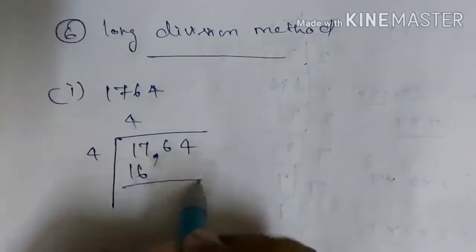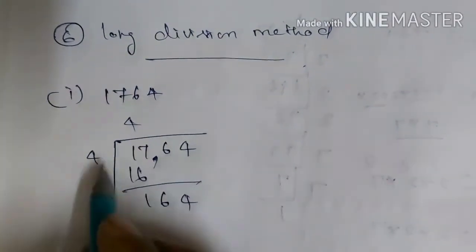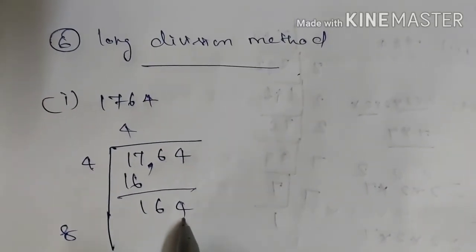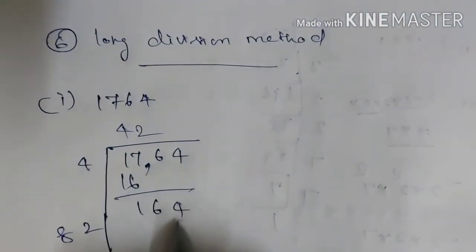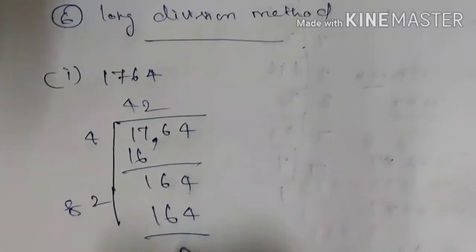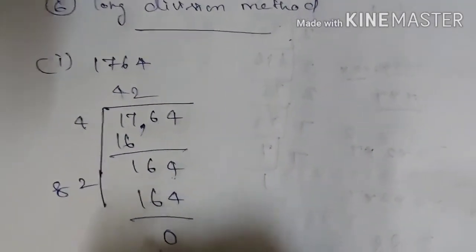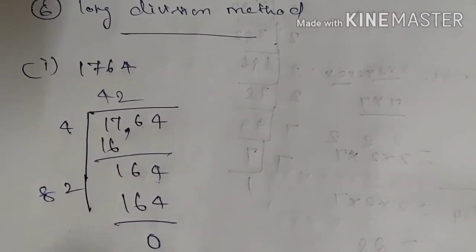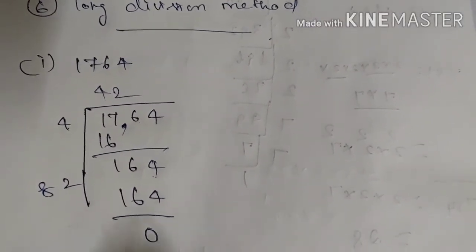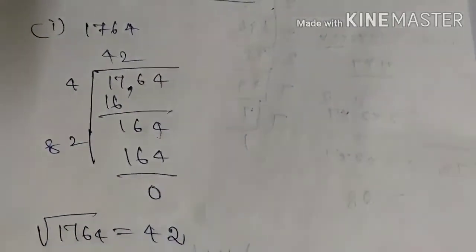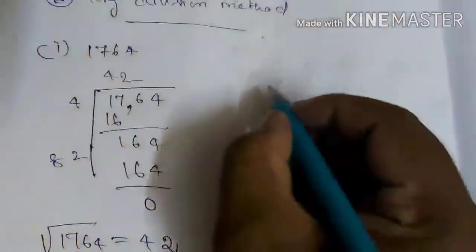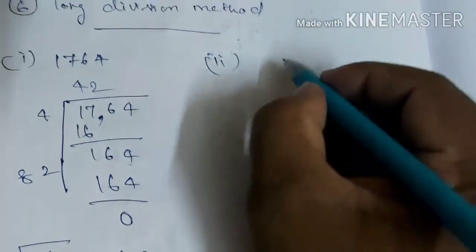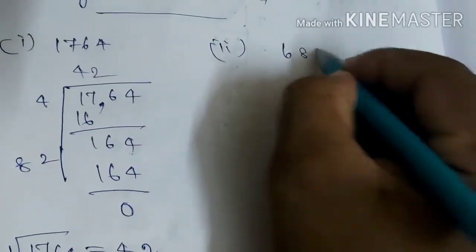So in 17, how many times? 4 only. 5 5s are 25. So 4 4s are 16. Remaining 1, the remaining value is 64. Again second step, 4 multiply 2, 4 2s are 8. Here a small number only, I take 2. 2 2s are 4. So 42 2s are 84, 84 into 2 is 168... the remainder value is 0. So square root of 1764 equals 42.